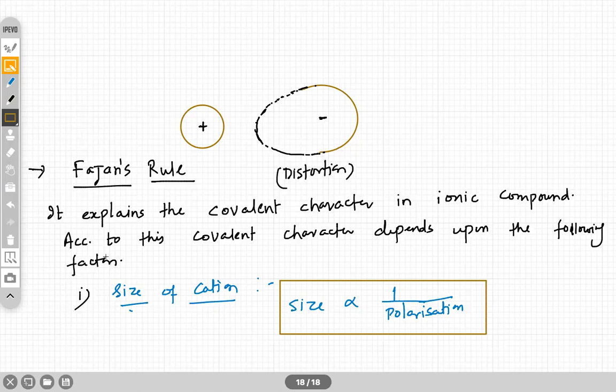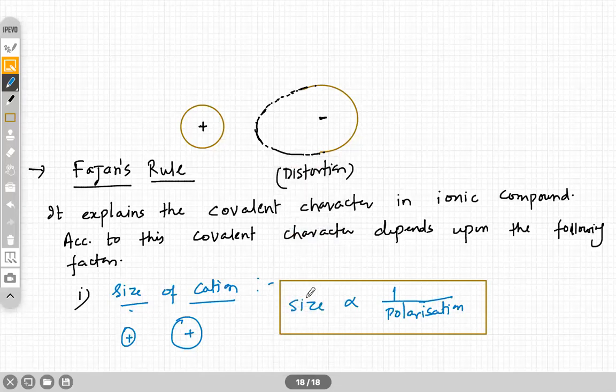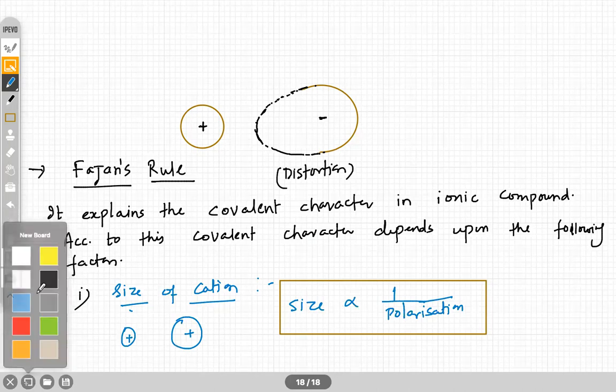Suppose we have two positive ions. One is this, another one is this. So which one has more charge density? For the same anion we are considering, which one has more charge density? The smaller one, right? And hence it produces more attraction to the negative charge. That's why we have more polarization. Hence, size and polarization are inversely proportional. Size of cation I'm talking about here, right?